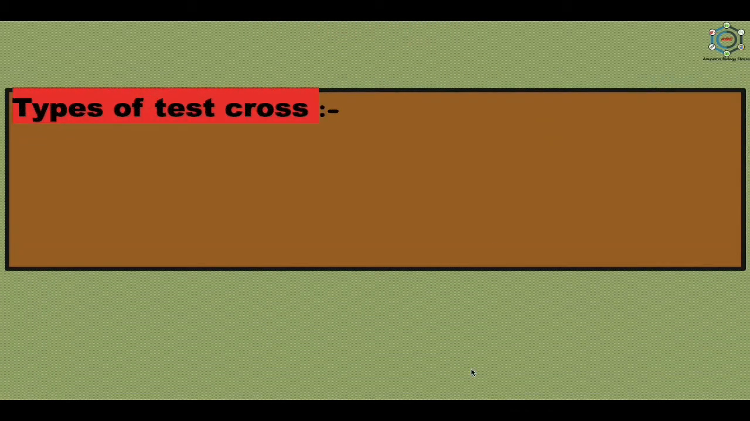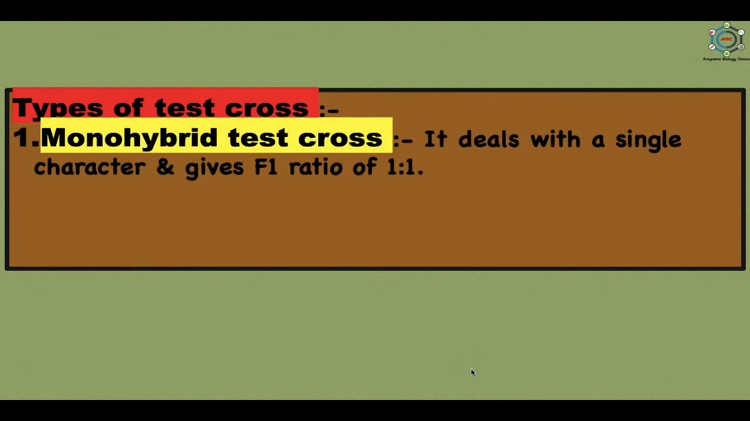Now, types of test cross. Here there are two types of test cross, in which the first one is monohybrid test cross, and it deals with a single character and gives F1 ratio of 1:1.